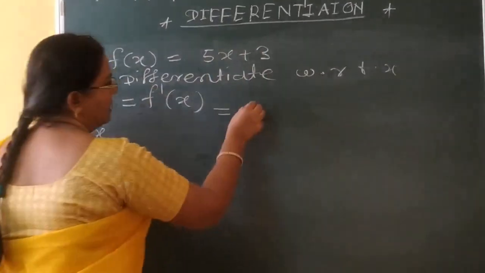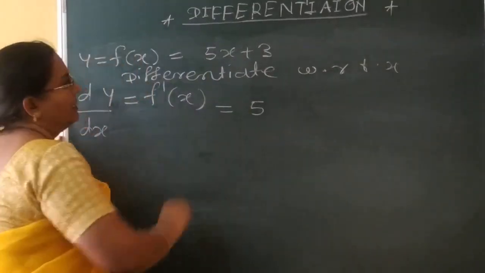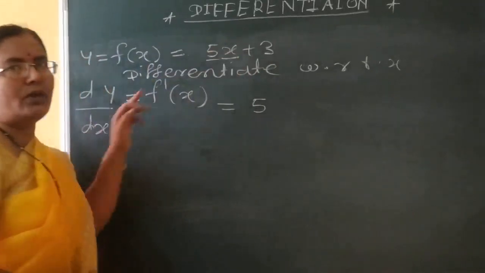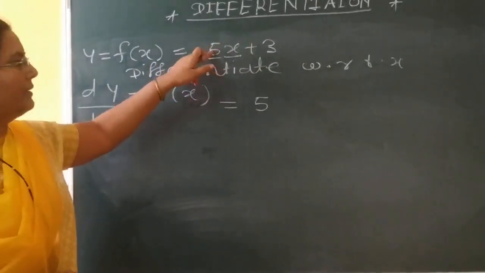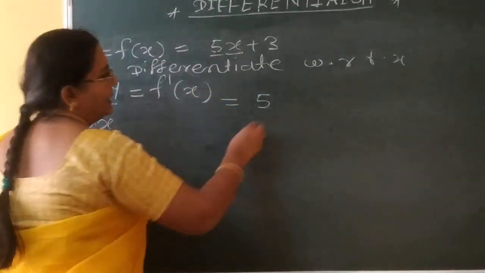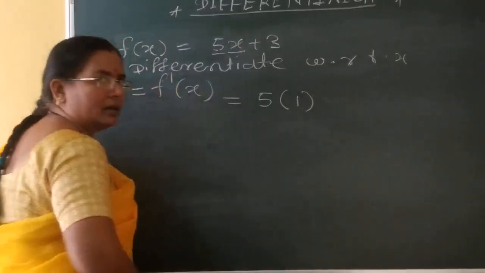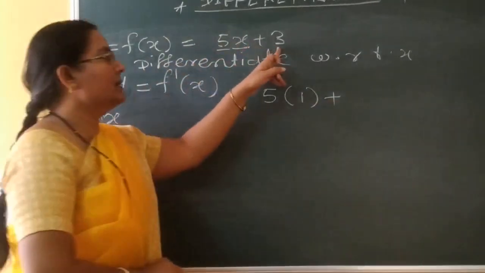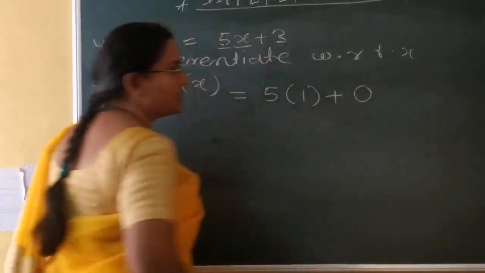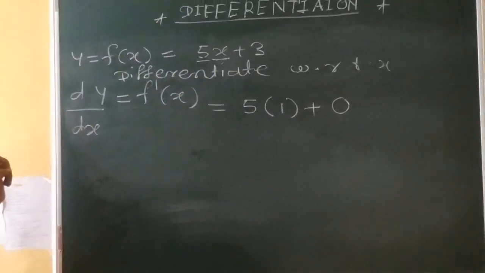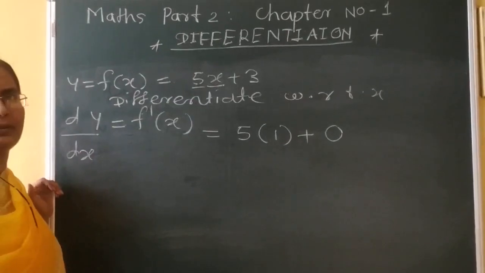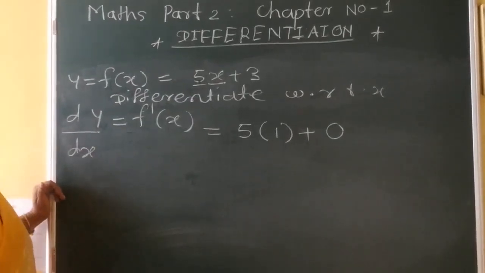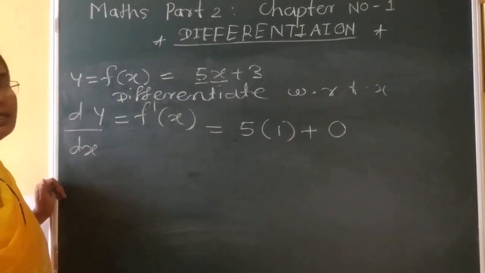Then keep this 5 as it is. This 5 is a coefficient of the variable. Therefore, keep it as it is and take the derivative of x, which is 1, plus 3. That is a constant, and the derivative of this constant is 0. How can we take this derivative? By using the first rule, that is u plus v.